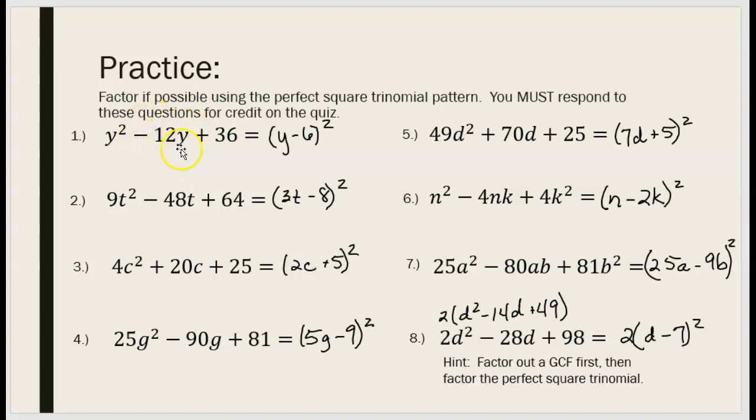So for instance, if this were a minus 13y, this is no longer a perfect square trinomial. So I would not be able to factor it this way. Okay, so be careful of that. Make sure you're checking that middle term.